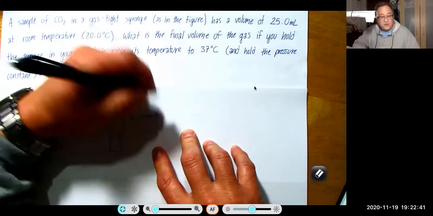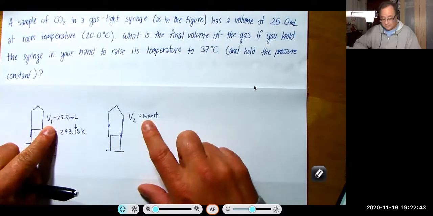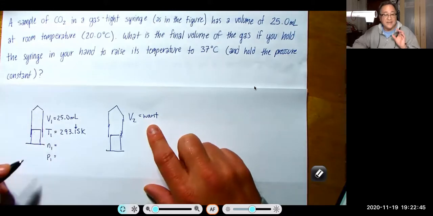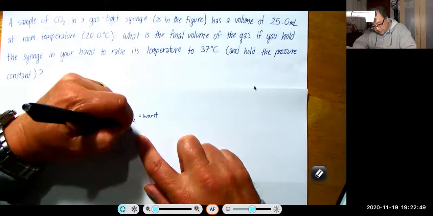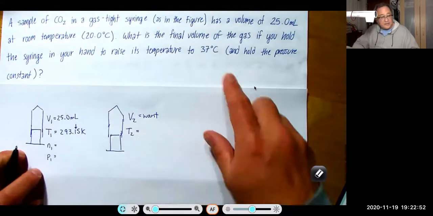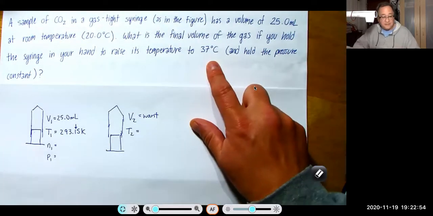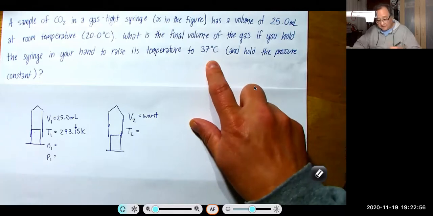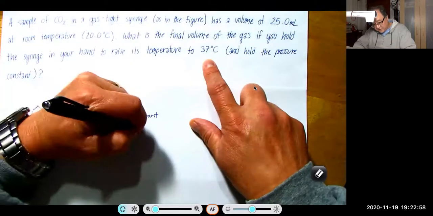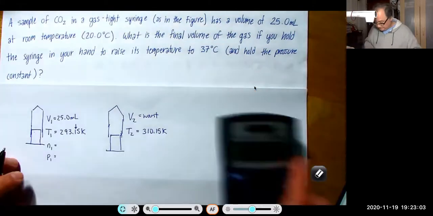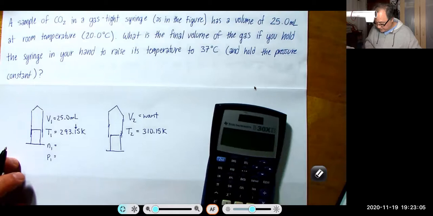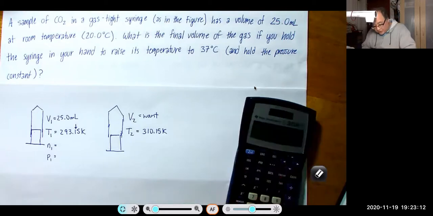And when they give us a V1 and they say, hey, what's the new volume? You know right away it's a dynamic problem. So T2, we're not going to write down 37. We're going to do 273.15 plus 37, which I believe is 310.15. Let me double check that. 273.15 plus 37, 310.15. Now this is only good to the ones.